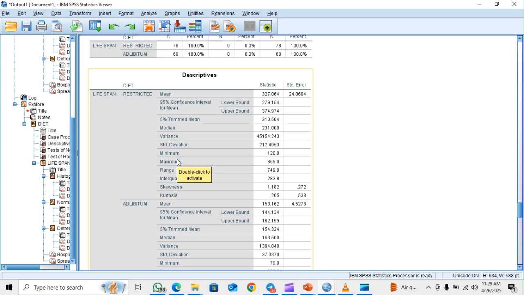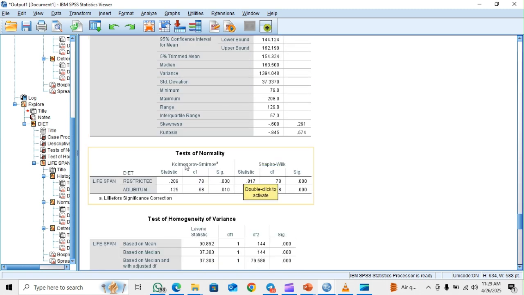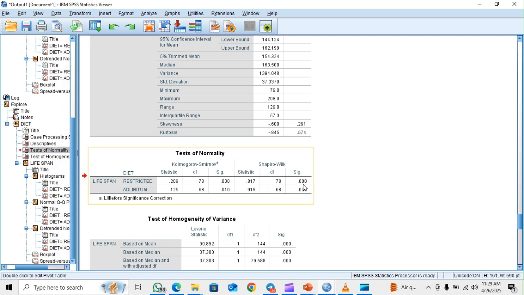So this is the output here. First of all, I told you that for you to confirm that your data is normally distributed, you go to your normality test. Under the Shapiro-Wilk, if the p-value is greater than 0.05, you know that your data is normally distributed. But here we can see that our p-value is less than 0.05, so we can clearly see that this data is not normally distributed. Both the restricted diet group and the ad libitum group are not normally distributed.